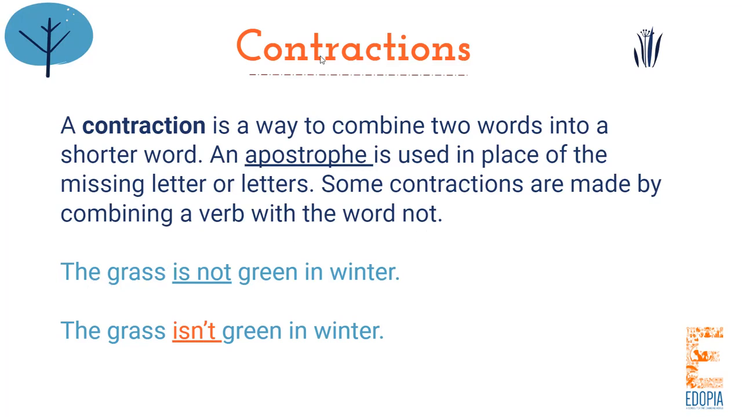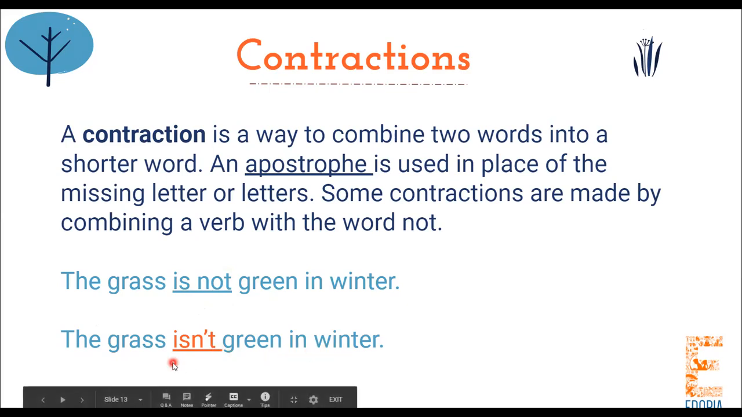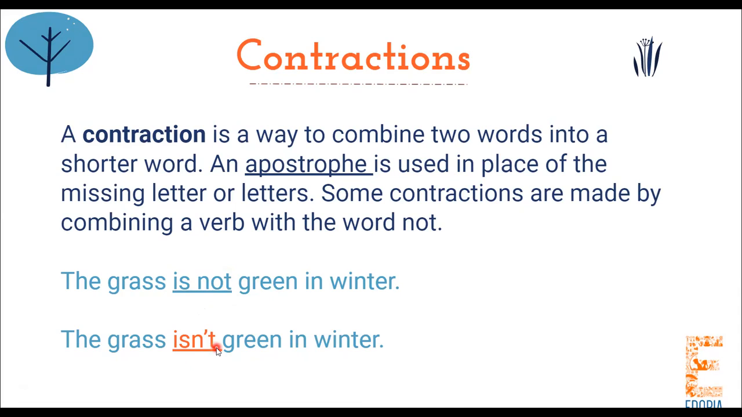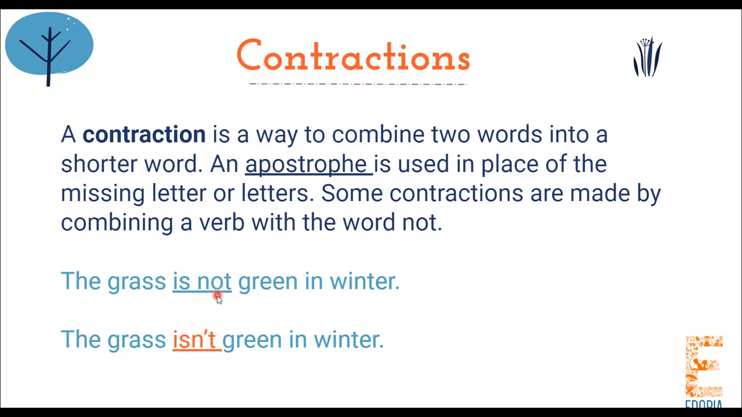For example, let's look at this sentence: The grass is not green in winter. So is and not are two words. Let's combine them to make one short word: The grass isn't green in winter. Since there's no space between these two words anymore, we have is, we have n, then we put an apostrophe and we put in t. Not is the only word which changes in a different way. You don't omit a letter from the start, but we omit a letter from the middle, which is O.